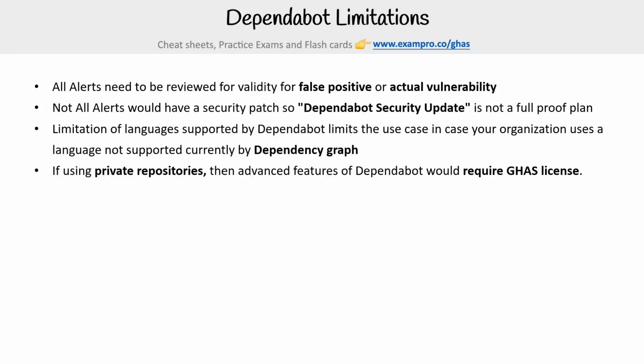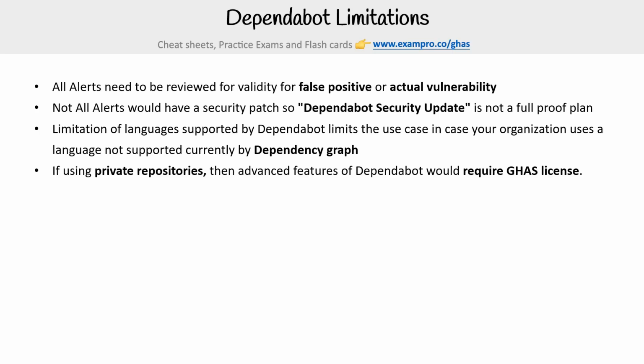In spite of all of the things I called out, I would share some limitations of Dependabot as well, just to close out this lesson. All alerts need to be reviewed by validating for false positives or actual vulnerabilities. Not all alerts would have a security patch, so Dependabot security update is not a foolproof plan, especially if you don't have a version to upgrade or downgrade to. This is quite common if the open source vulnerability is in an open source project that is no longer maintained, and unless someone takes responsibility of maintaining the open source project, you are in a bit of a pickle, or Mexican standoff, whatever the right word would be.